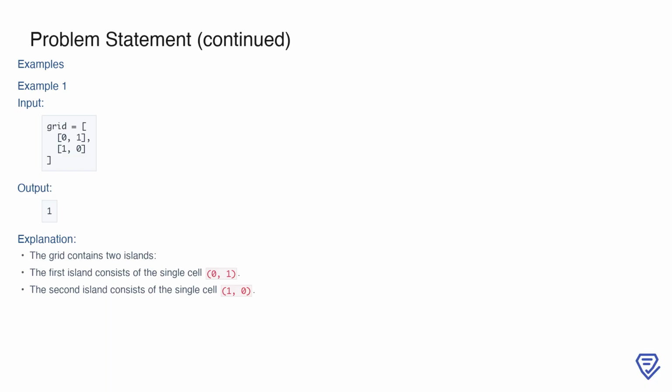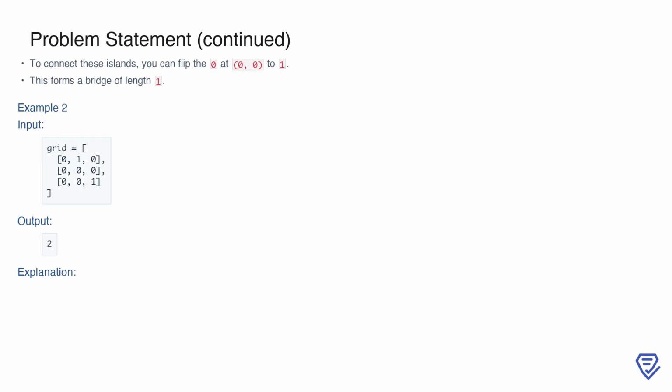Here, the input grid is a 2 by 2 matrix, where the top right cell and the bottom left cell are land, represented by 1s. These two ones form two separate islands. The first island is made up of the single cell located at coordinates 0, 1, and the second island consists of the single cell at coordinates 1, 0. To connect these two islands, you can flip the water cell at 0, 0 into land. By doing this, a bridge of length 1 is formed, connecting the two islands. The output in this case is 1, as only one water cell needed to be flipped.